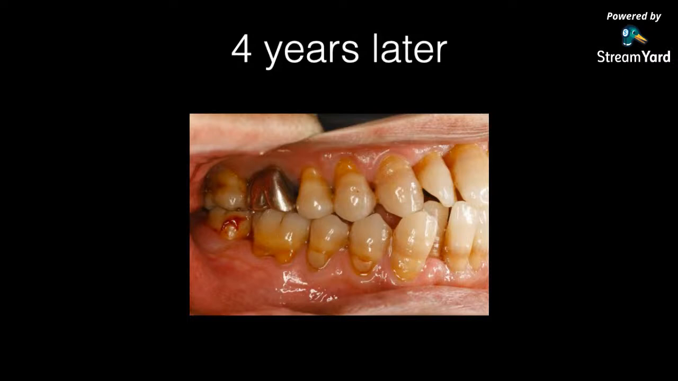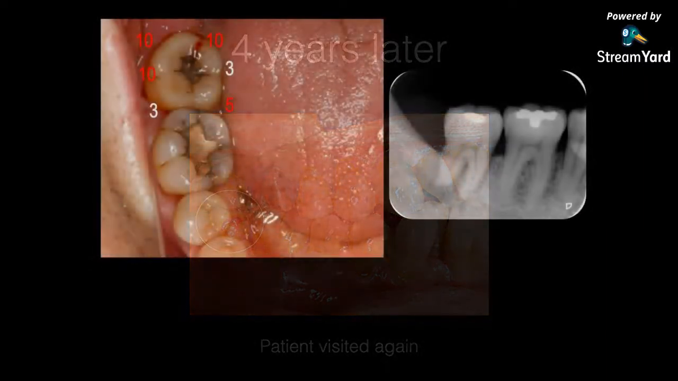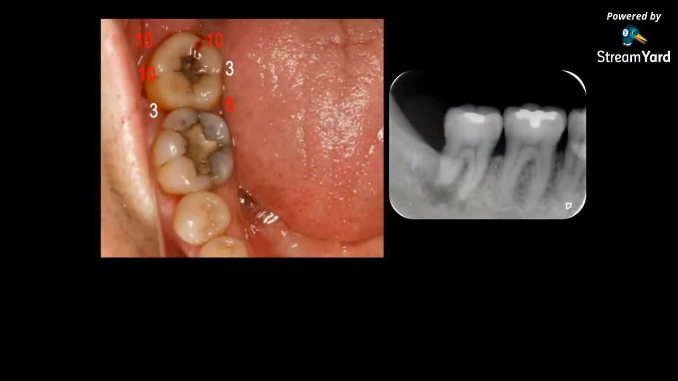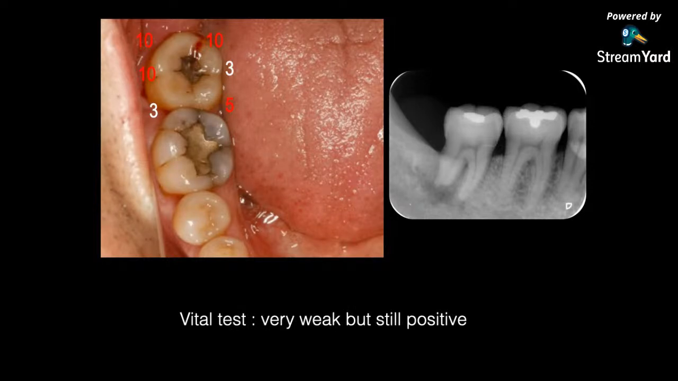And 4 years later, the patient visited again, and you can see the inflammation and swelling on the same tooth here. The pocket got worse, about 10 millimeters. At that time, we checked the vitality, and the result was very weak, but still positive.